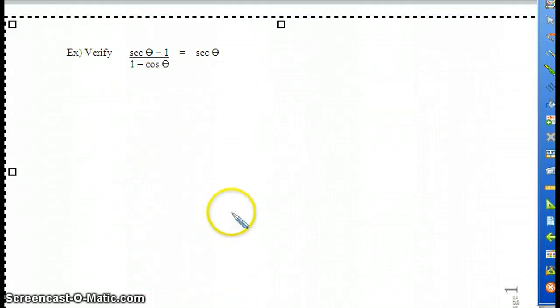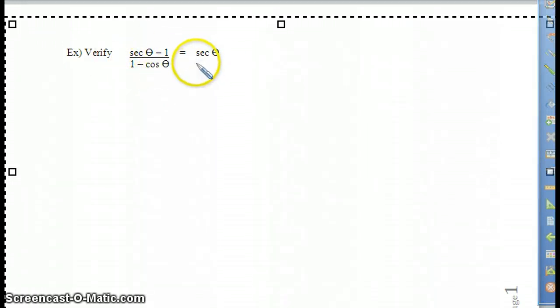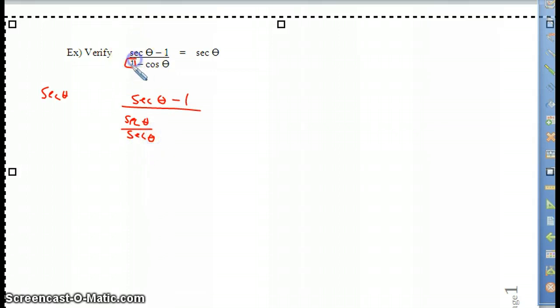Alright, looking at this next example, I'm noticing that I have secant minus 1 over 1 minus the cosine, and I want this to all reduce down to just a secant. So my first bet is to try to change everything to secants. So I'm not going to be able to do anything in the numerator. But in the denominator, what I can do is change 1 to secant over secant. So 1 is exactly the same as secant over secant. So if I divide that out, it reduces down to 1. And I know that the reciprocal identity of cosine is 1 over the secant. So I'm going to change cosine to 1 over the secant.